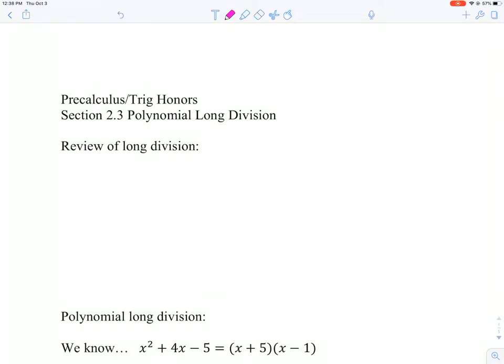Okay, section 2.3 is polynomial long division. Before we do polynomial long division though, let's just review some basic long division. Let's say that we wanted to divide 20 by 6. That's the same thing as the fraction 20 over 6, right? Or to set up for long division, we would do 6 dividing into 20.